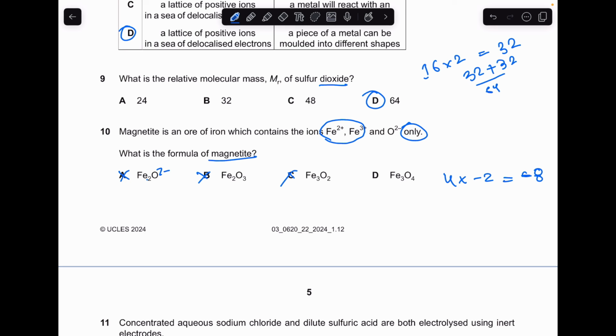So in order to achieve a positive 8 charge for the iron ions, it has to be Fe3+ two times and Fe2+ one time, which will give us a total charge of 8+. So the right answer will be D.